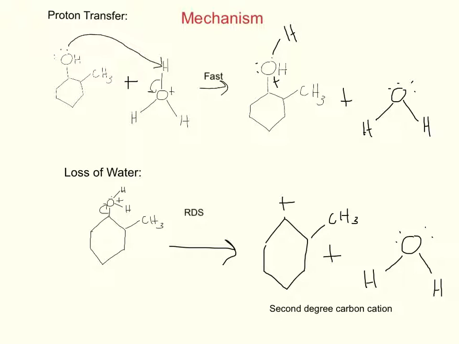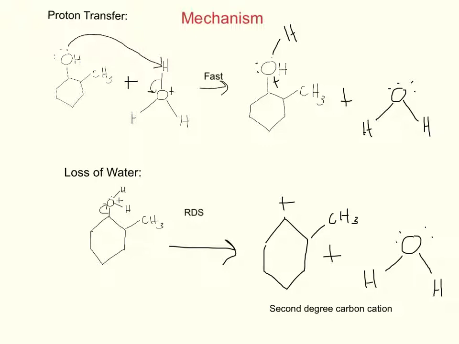First, we have the proton transfer, where hydrogen is transferred to the alcohol in the substrate, which forms water connected to the substrate. Second step is water loss. Since water is a good leaving group, it's going to take the electrons that are shared between the ring and the branch, and we are going to be left with the second degree carbon cation.